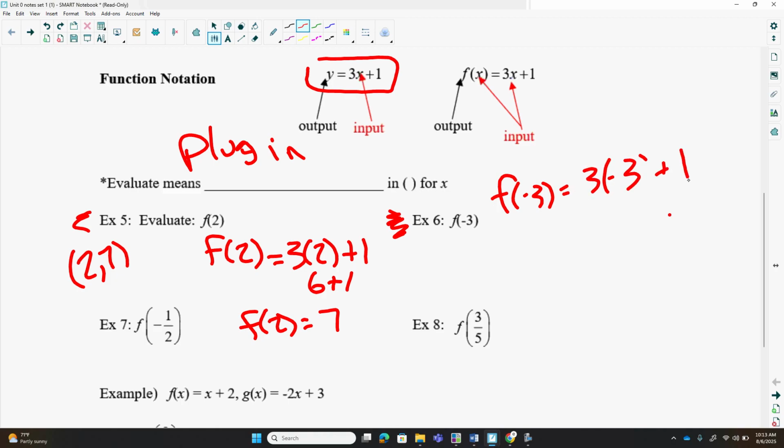It depends on what the question would look like. So here I got -9 plus 1, right? So I got -8. So f of -3 gives you -8.